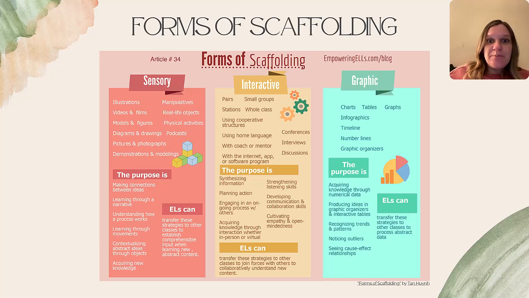It includes strategies for sensory learning, interactive learning, and graphic or visual learning. The creator goes so far as to give the purpose for using these forms of scaffolding and how they can help specific groups of learners.